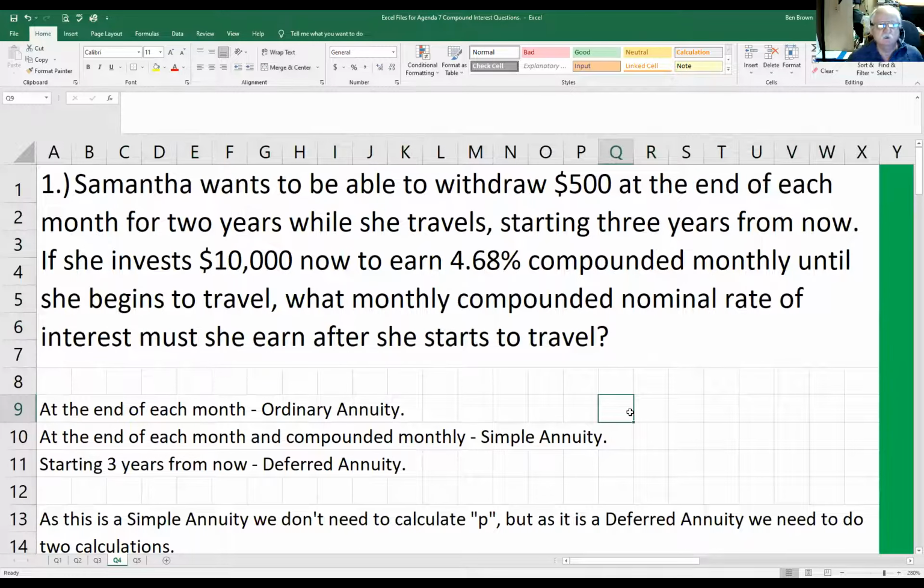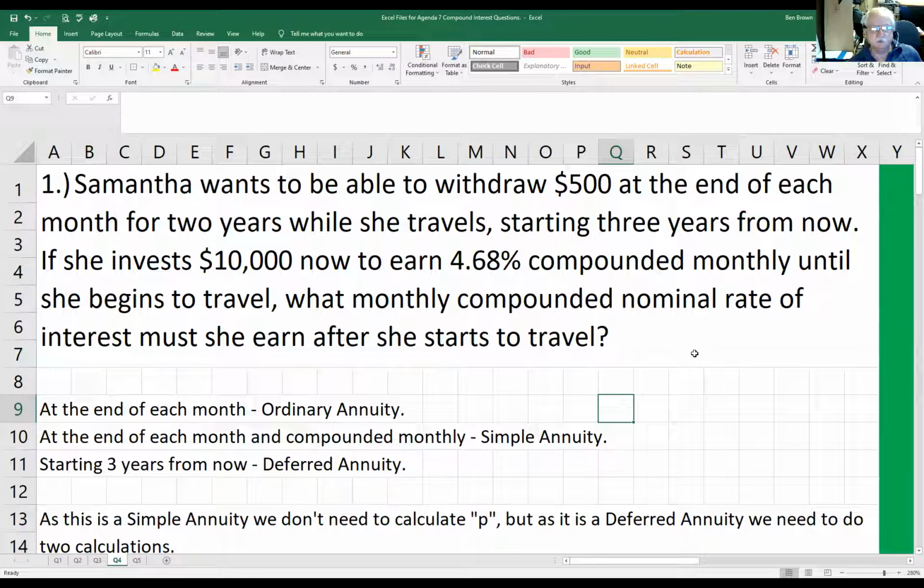So can you see the Excel screen? I didn't lose you again somehow. Yes, sir. We're good?